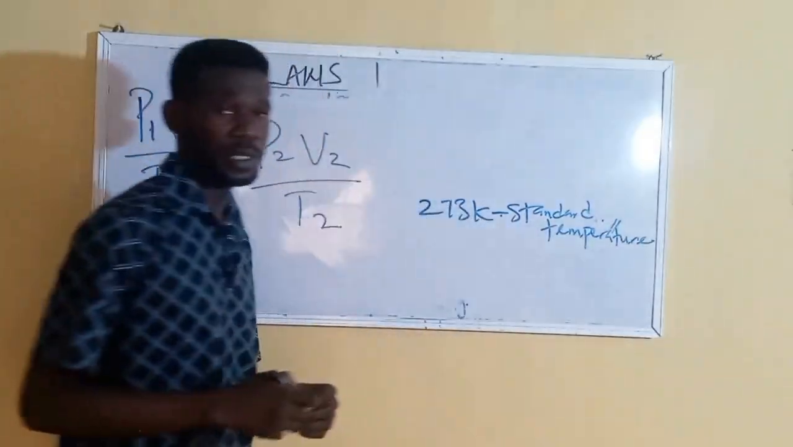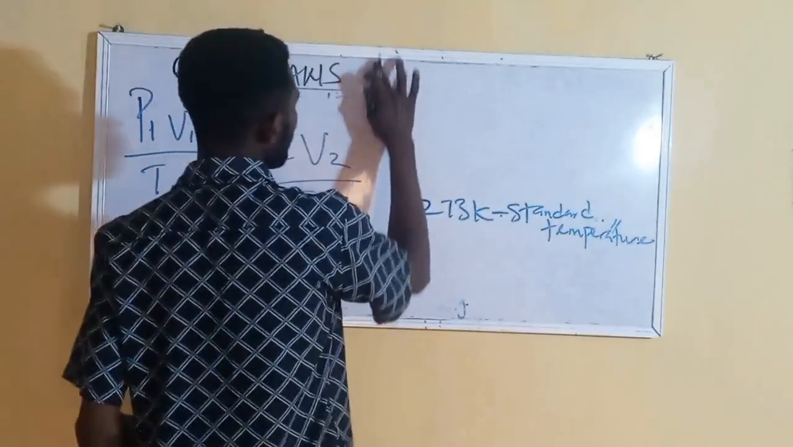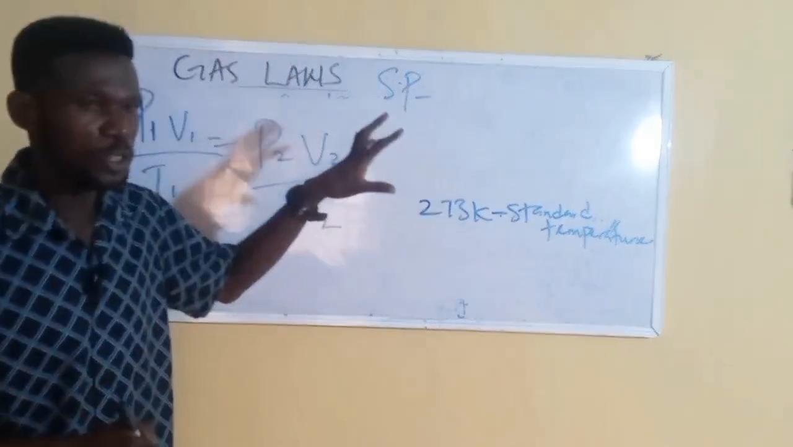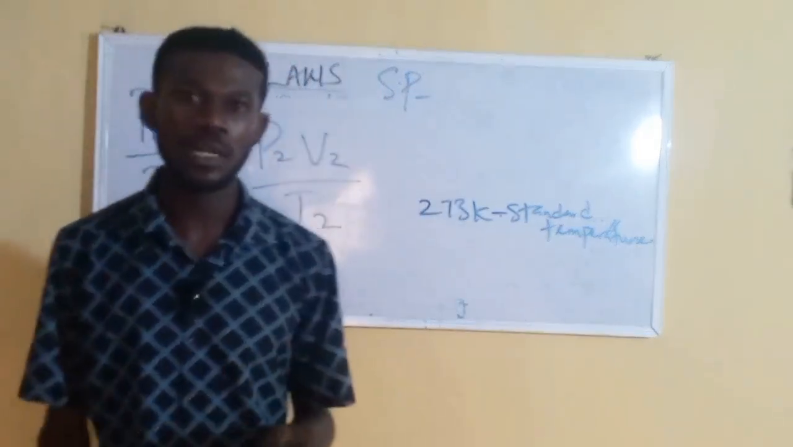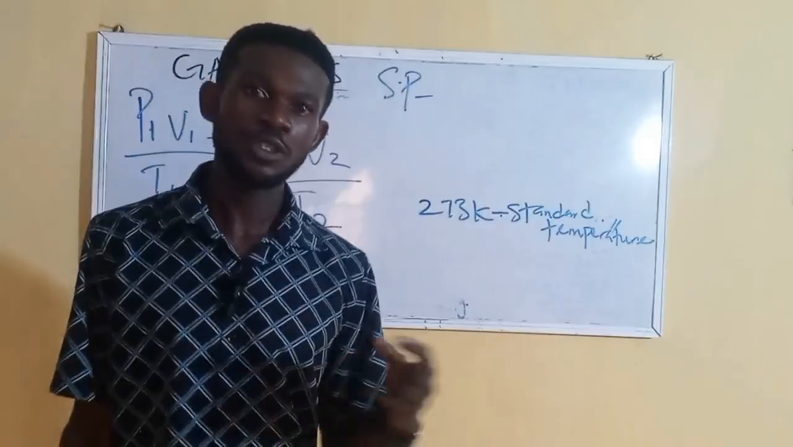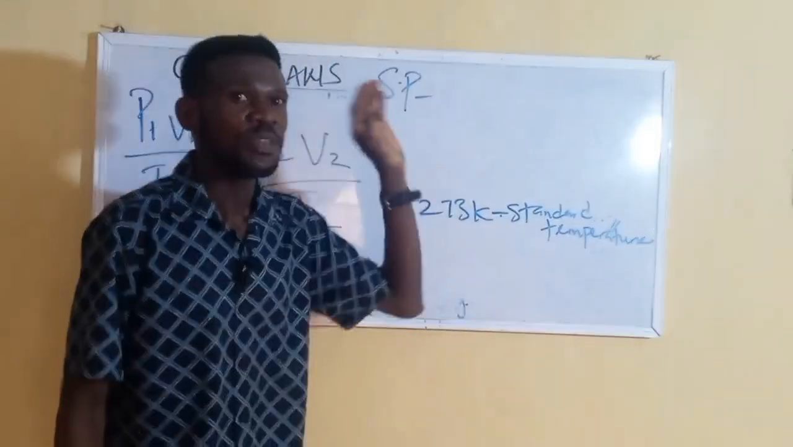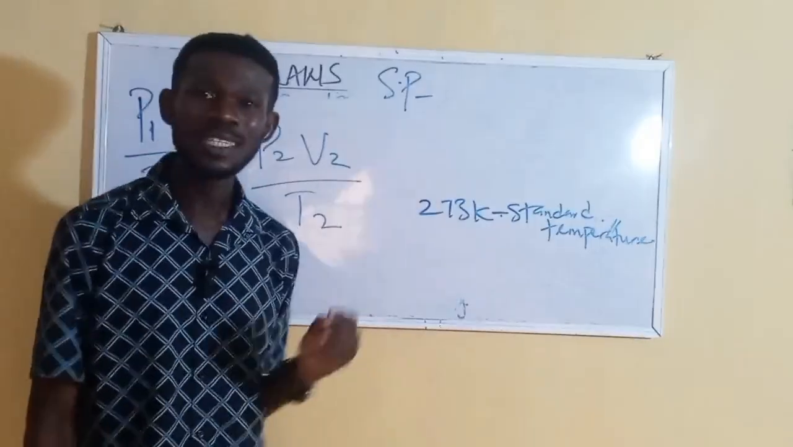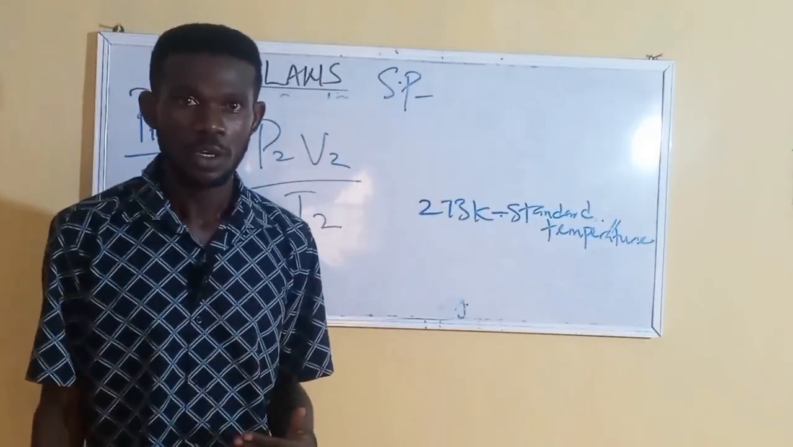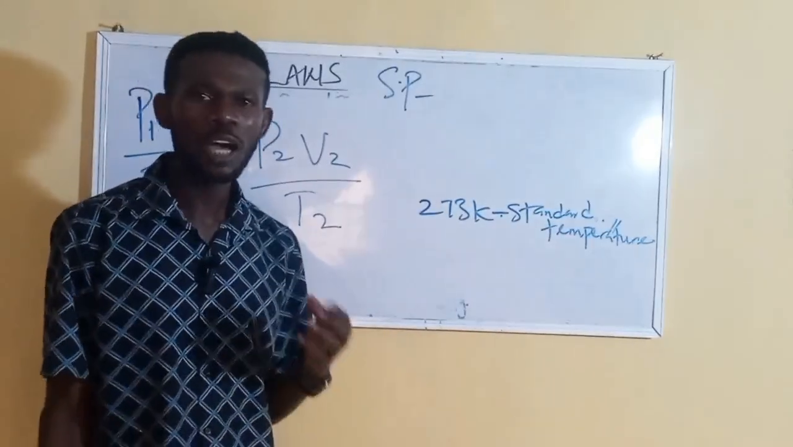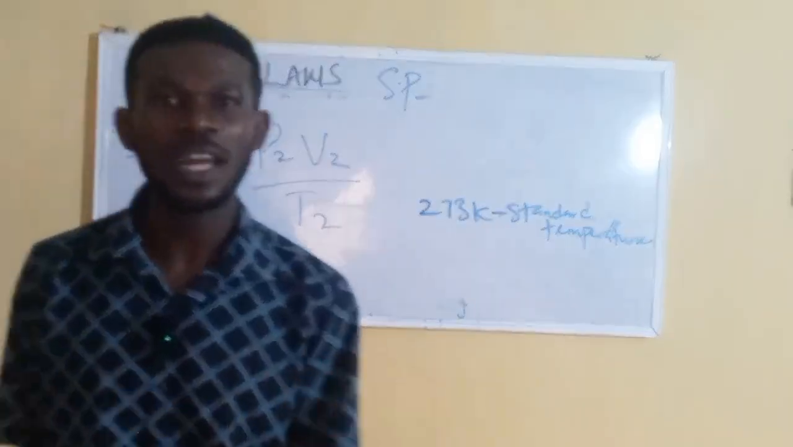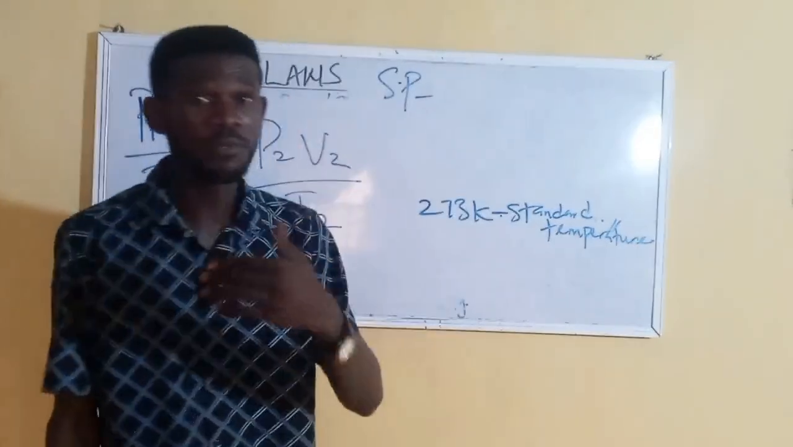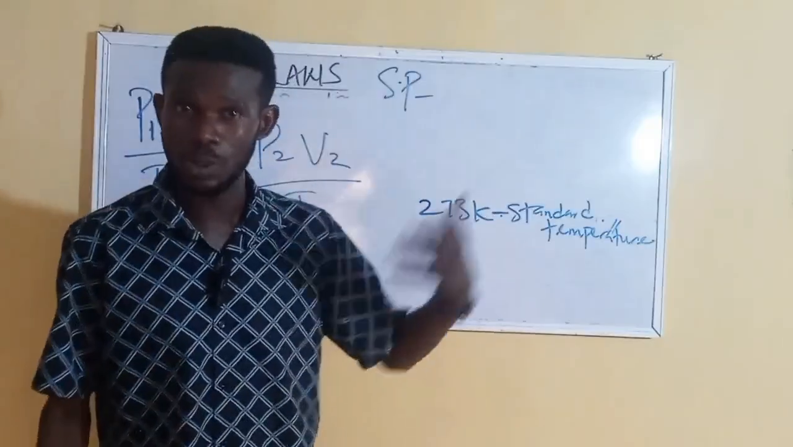But let's talk about standard pressure, which we'll abbreviate as SP. For standard pressure, it has multiple values. Please, I would need you to pay attention to this. It has different values depending on the unit that is given. So when you carry out your calculation, you have to pay attention to what value is given, so you would know what value to represent it with.